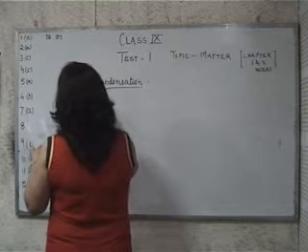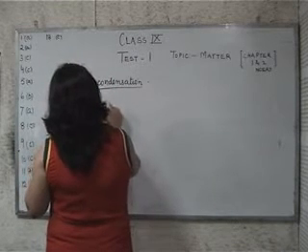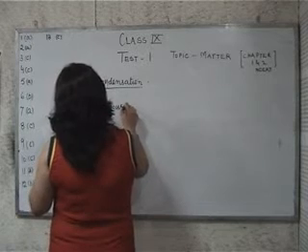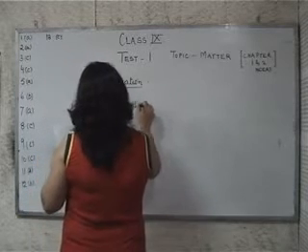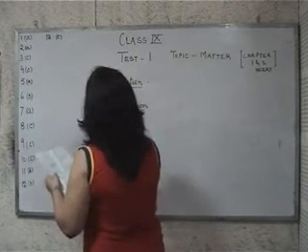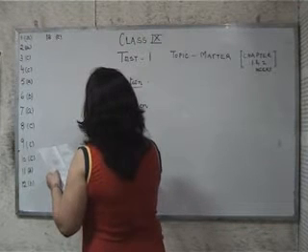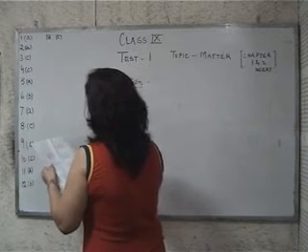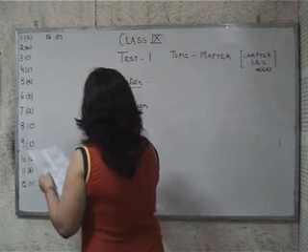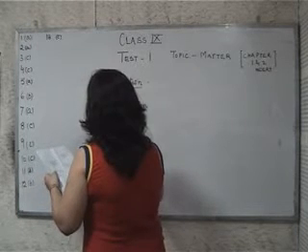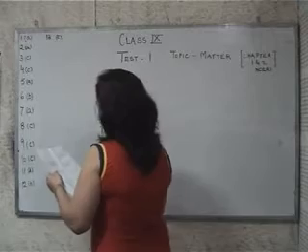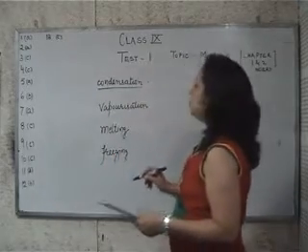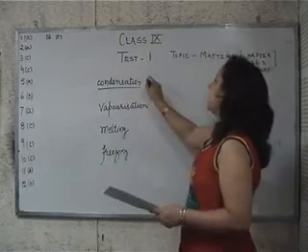Second is written vaporizing or vaporization. Then is melting. Then freezing. These are the terms used in the options.